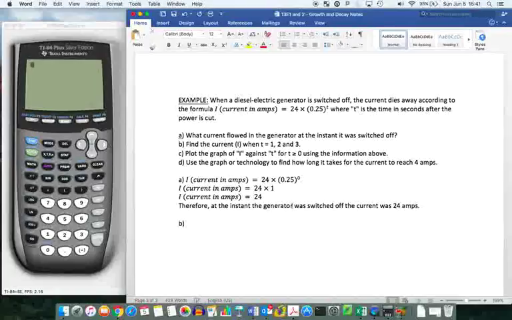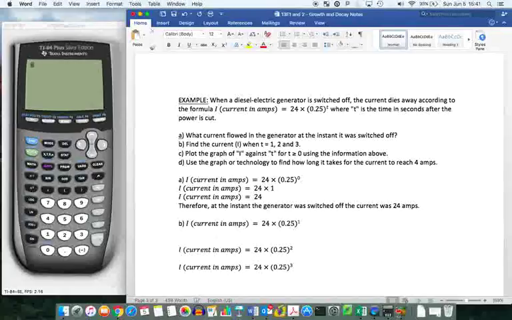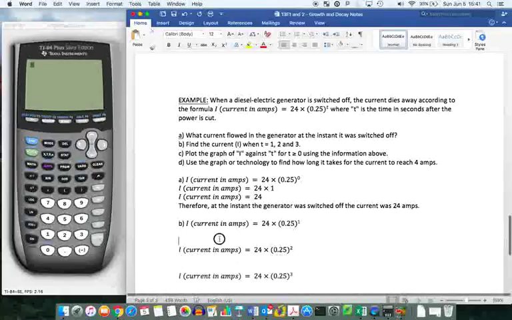B. Find the current when time was 1, 2, and 3. Okay, substitutions again. So we need to substitute when it was 1. We need to substitute when it was 2. This is all calculated jobbies. When it was 3. So leave more space between.